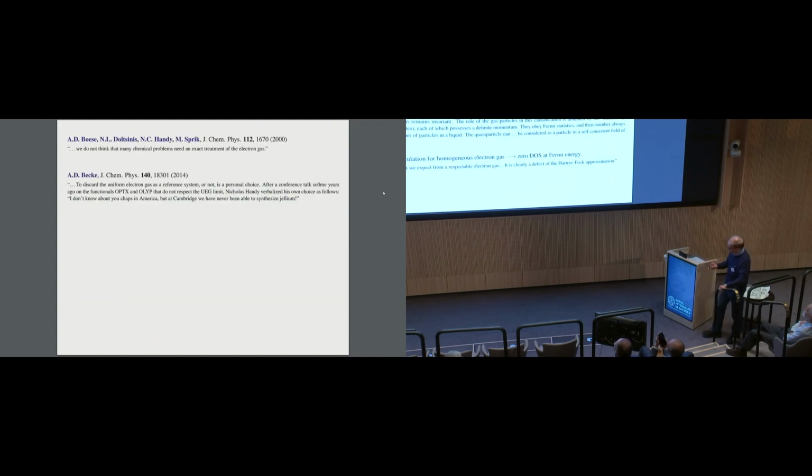Okay, I think time is running out here. I will just say that we, from the condensed matter world, it's part of our meat and drink. The first 3 chapters of Ashcroft and Mermin are on the Drude model, and there's much more in it about it. This is something which is very unfamiliar to most chemists. And here is Nick Handy. We do not think that many chemical problems need an exact treatment of the electron gas. And of course, this quote from him says that we haven't been able to make jellium.